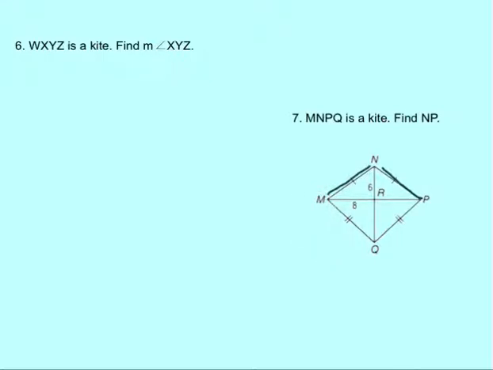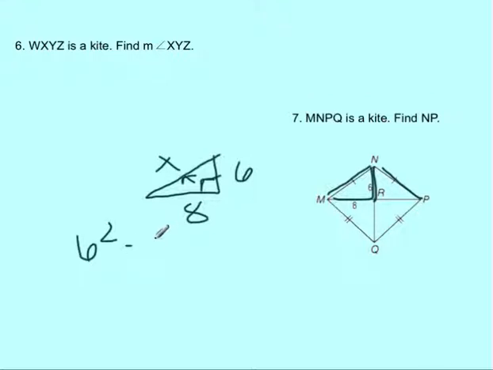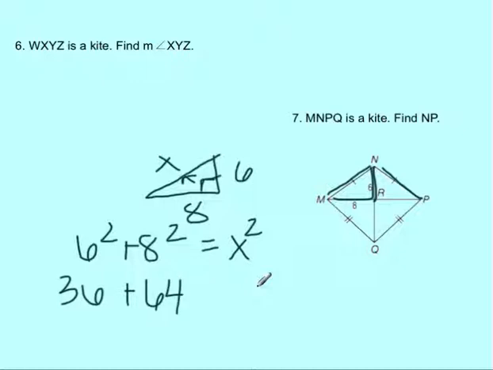What I have right here is a right triangle. This is 6, and this is 8. I don't know NM, but I do know that this is a right angle because the diagonals are perpendicular. So that's my hypotenuse. So 6 squared plus 8 squared needs to equal x squared. So 36 plus 64 is equal to x squared. Well, 36 plus 64 is equal to 100.